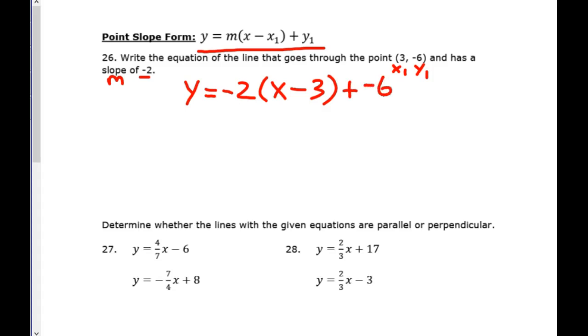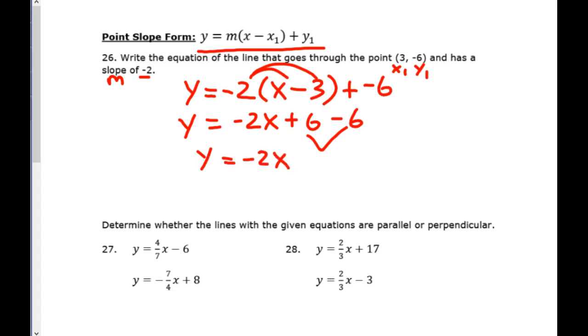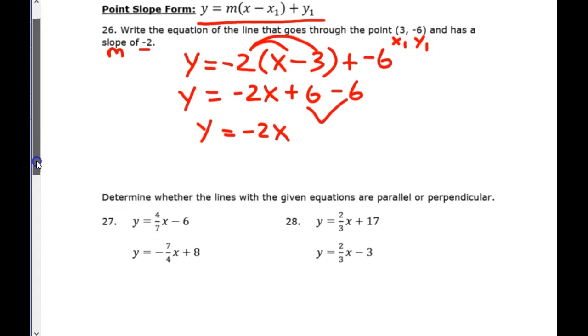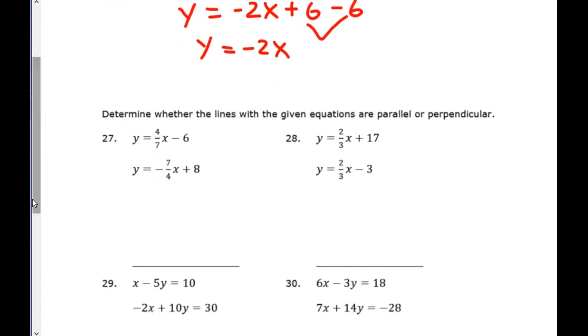Okay? Now, to get this into y equals mx plus b form, I need to distribute this negative 2. Negative 2 times x is negative 2x. Negative 2 times negative 3 is positive 6. Okay, and then we're adding a negative 6, which is like subtracting 6. When you combine these, they cancel out. So just y equals negative 2x. If you put plus 0, that's okay, but you don't need the plus 0.